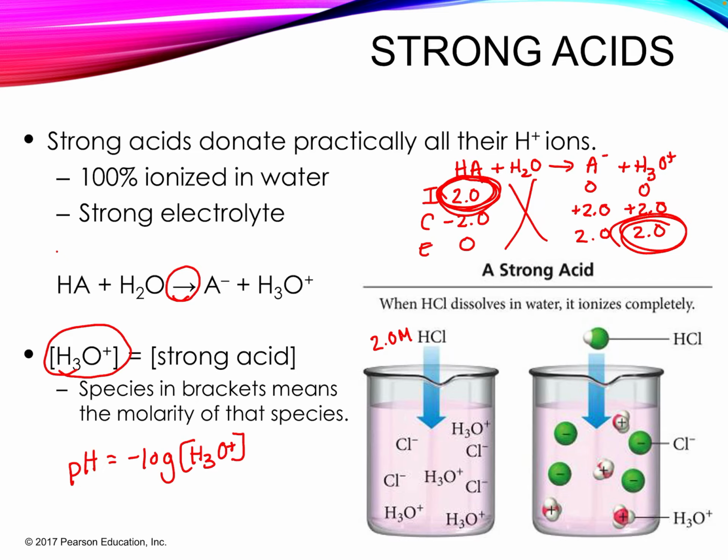So when we go through and calculate our pH, we don't actually need to do an ice table because our H3O+ concentration is going to be equal to our initial concentration of our strong acid because it completely dissociates, which is really handy. That makes our calculations a lot easier because we don't need to do an ice table.